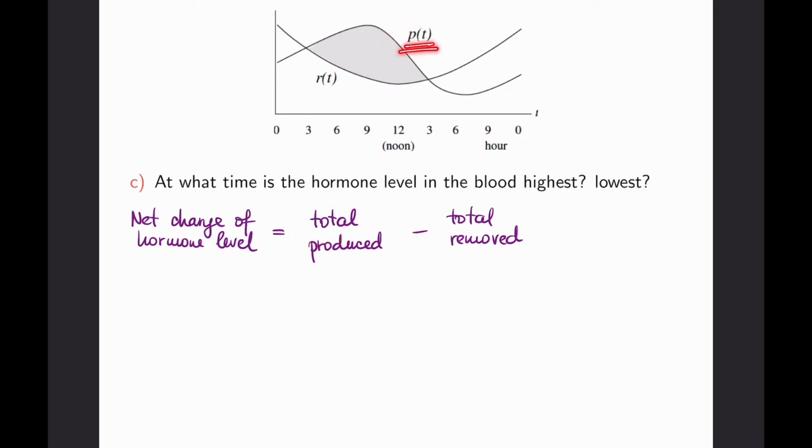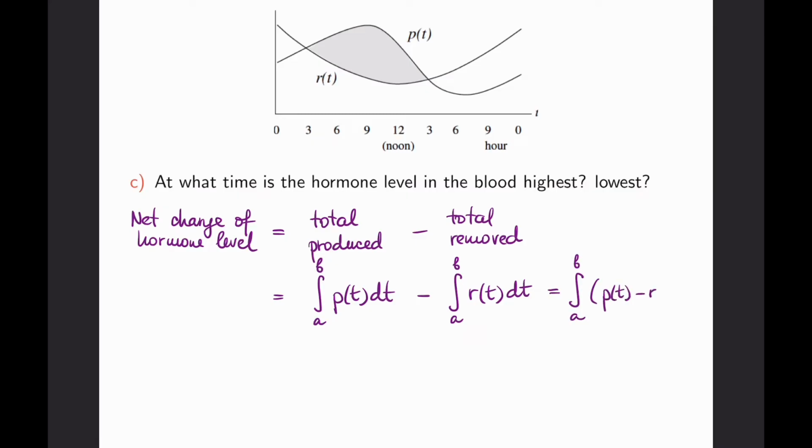Remember that in order to go from the rate of production to the total amount produced, we're going to need to take an integral. So this is going to be an integral over some time interval, let's call it between A and B, of the production rate minus the integral over the same time period of the removal rate. Now, if we're considering both of these integrals over the same time period, then we can combine the two of them together. And what are we going to get? We're going to get an integral from A to B of the production rate minus removal rate, all with respect to time.